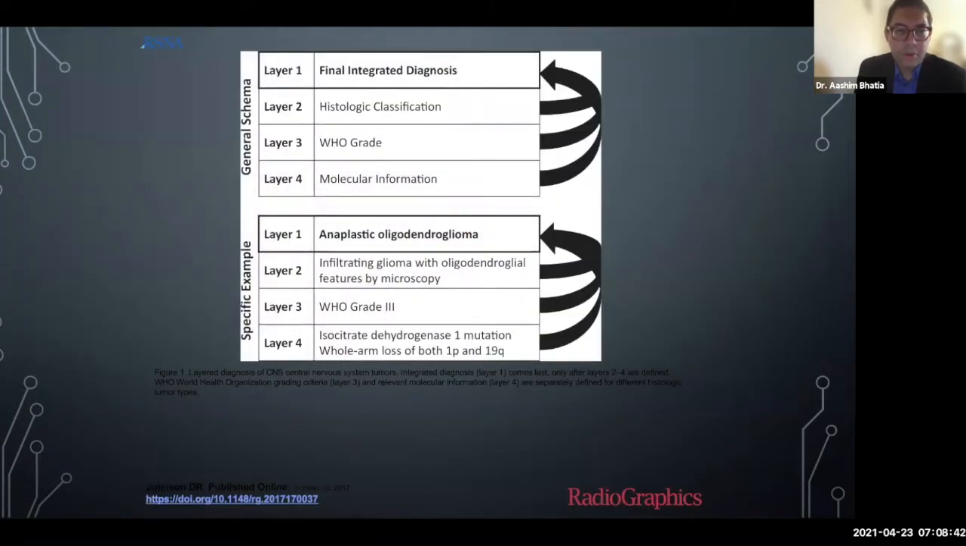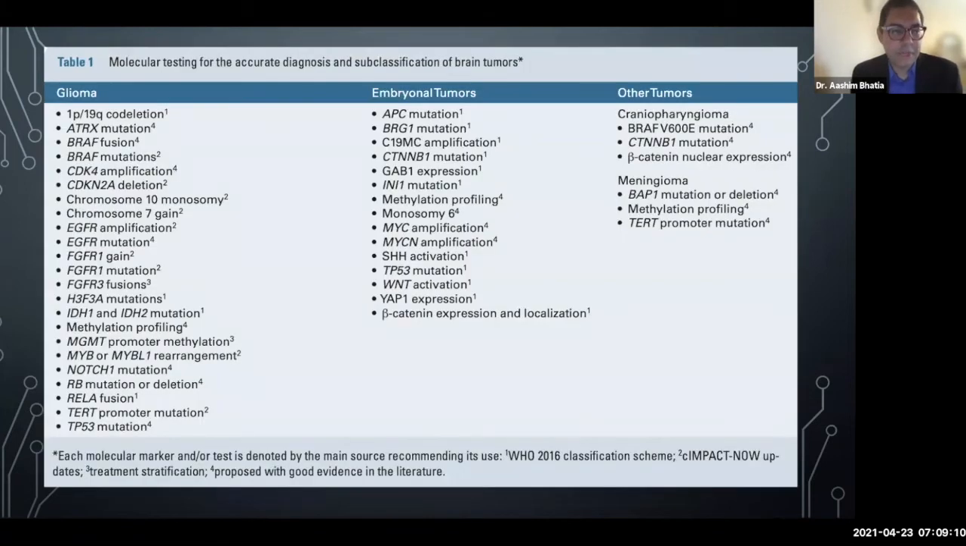And what we're looking at for the pathologic diagnosis are these layered pathology reports. Layer one is a combination of everything. Layers two and three are based on histology. And layer four is the molecular information. So this is your integrated diagnosis. And this is just an example of how a pathology report will be depicted based on these layers. And you can see that molecular information is extremely important.